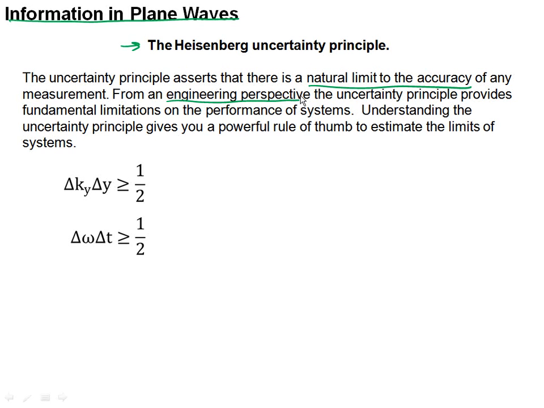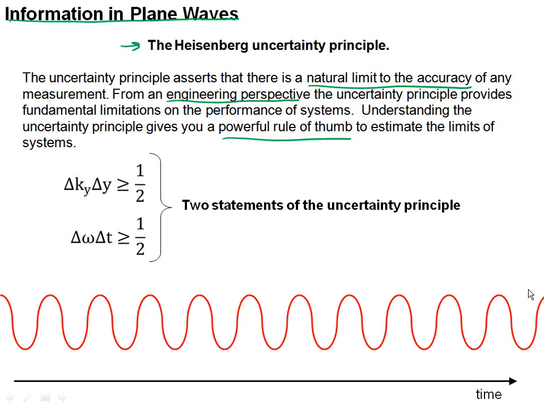And so essentially the way to think about the Heisenberg uncertainty principle is as an engineering heuristic, or a very powerful engineering rule of thumb that allows you to estimate the limits of systems. It acts as what I would call a crap filter. You can look at something and say that's not going to work without having to calculate everything out. So how does the Heisenberg uncertainty principle work?